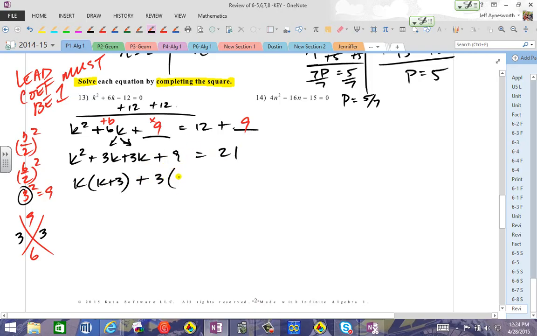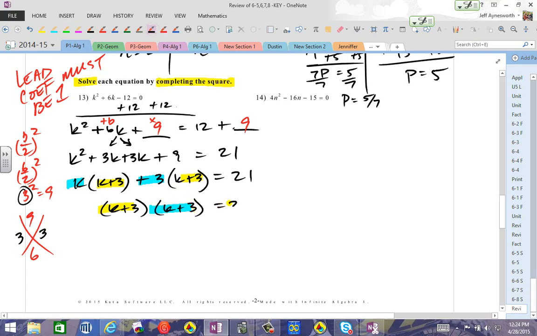Now you'll notice the common factor of k plus 3. Let's factor that out, times the remaining terms, k plus 3. Now that's not a zero product, so we can't split it.